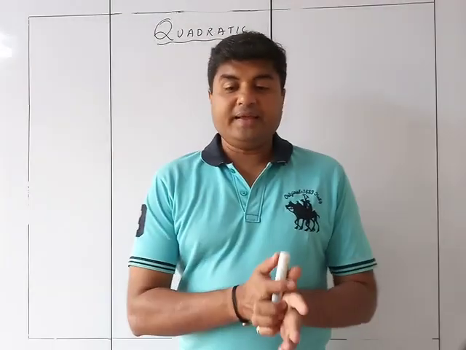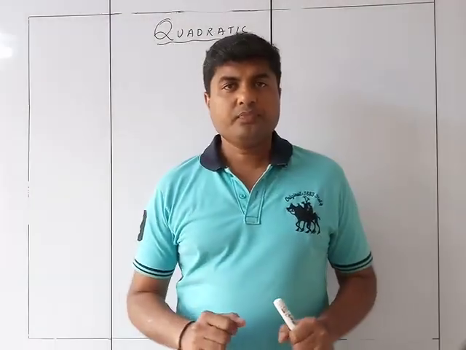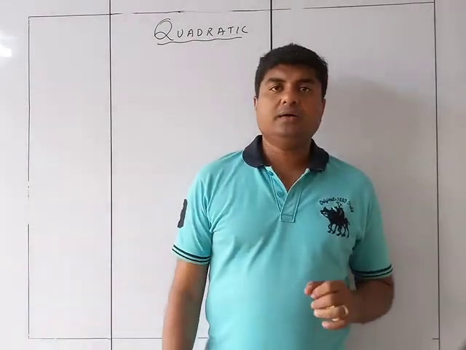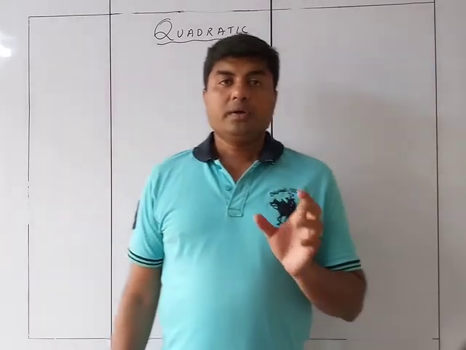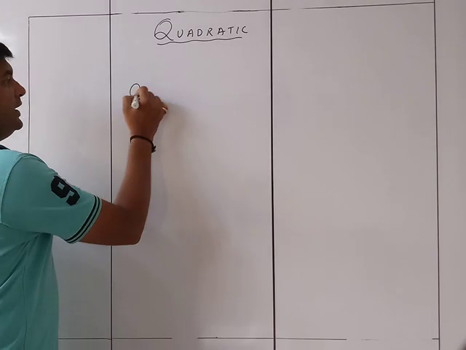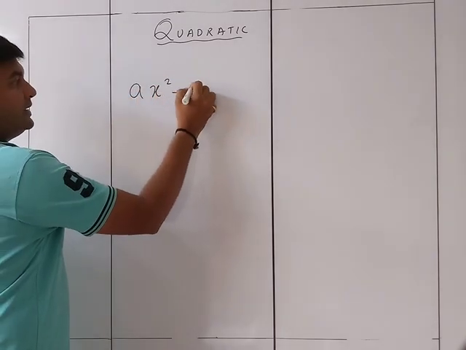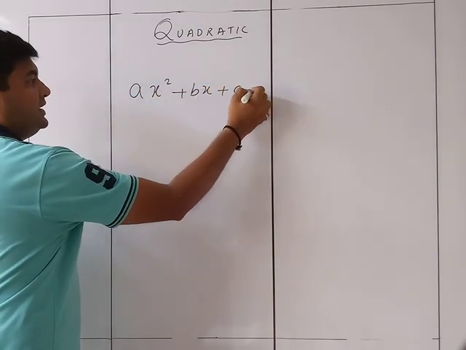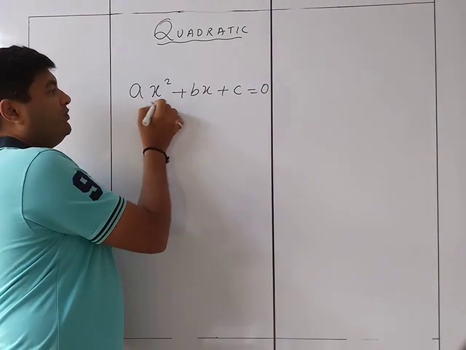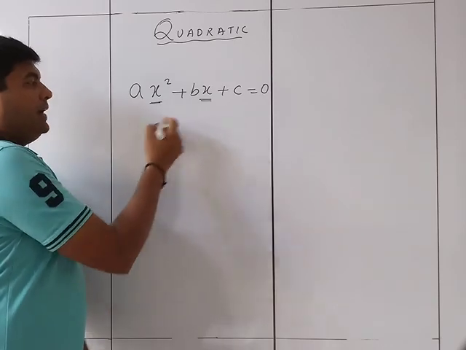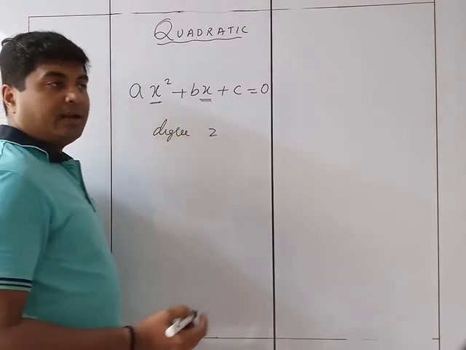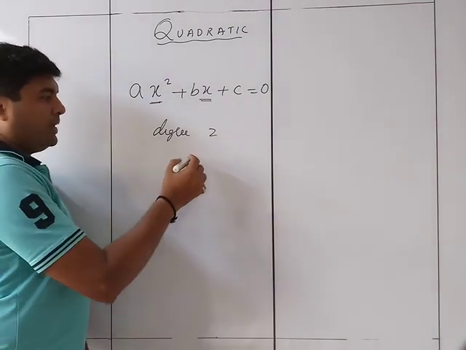So now we will be studying quadratic equations. Quadratic equations are basically a kind of trinomial equations which will be in the form of ax square plus bx plus c is equal to 0. That means it has only one variable but of degree 2.